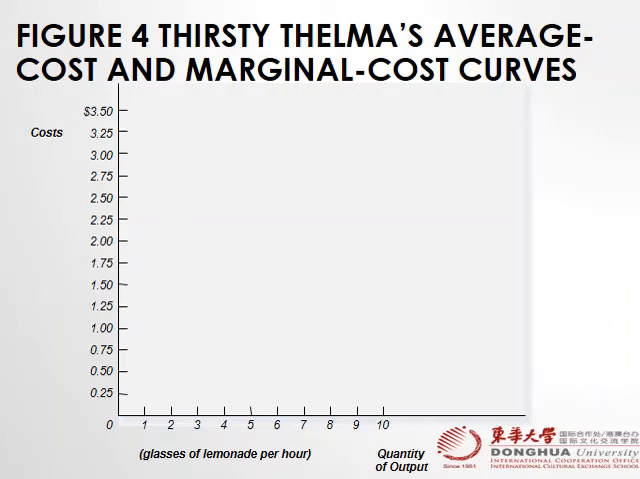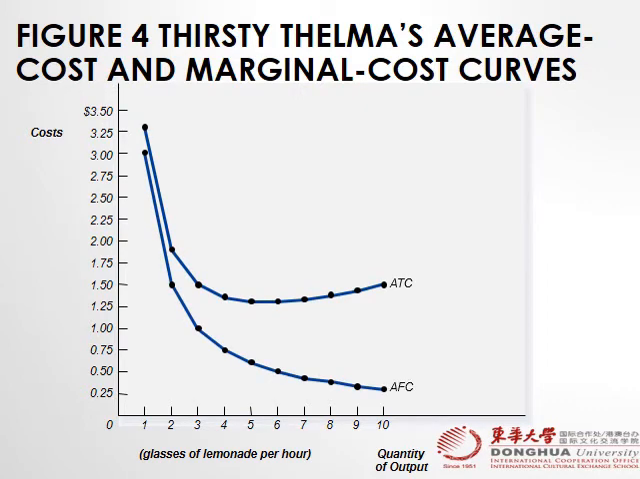So here we go. Your graph should look like this. That would be your average total cost, that would be your average fixed cost, and that would be your marginal cost, and that would be your average variable cost.